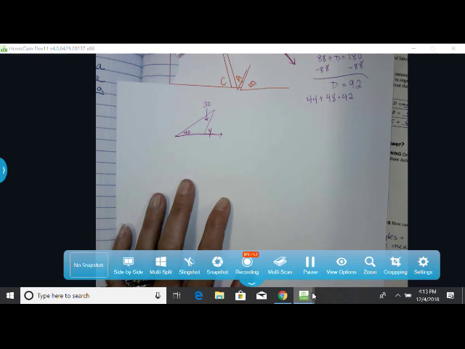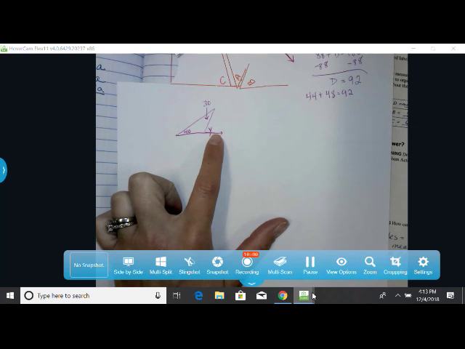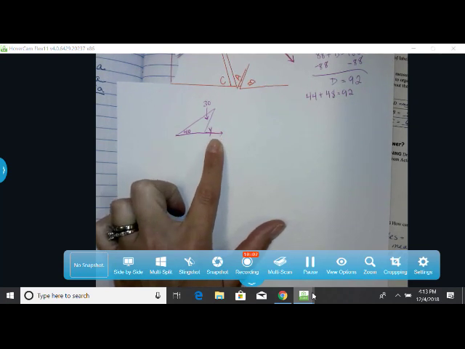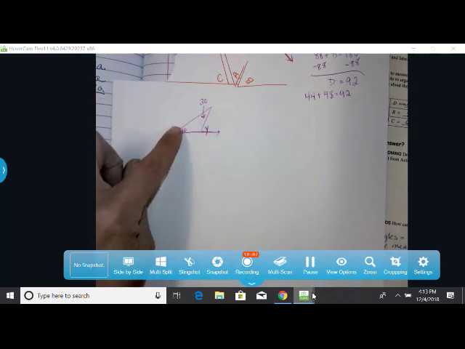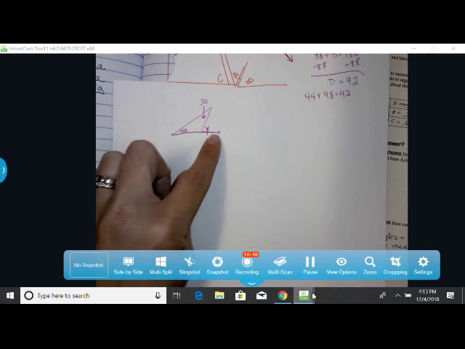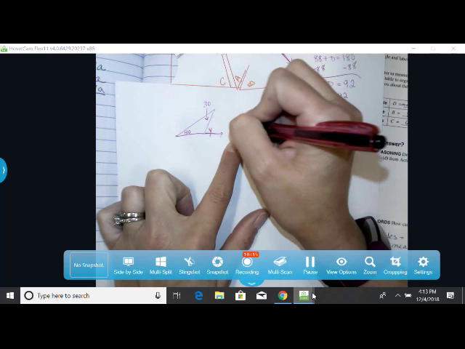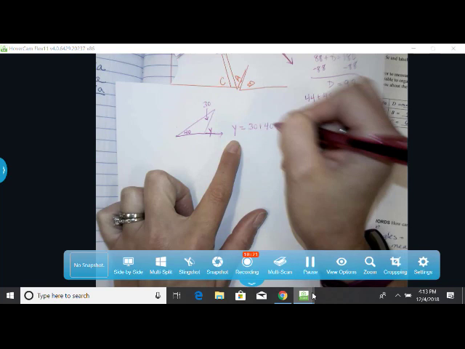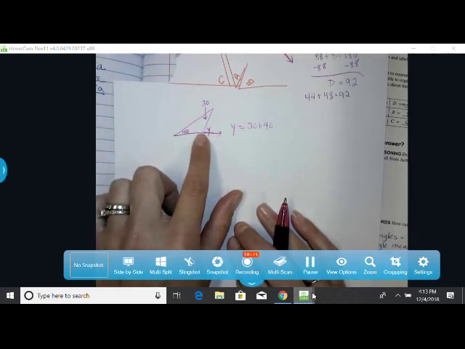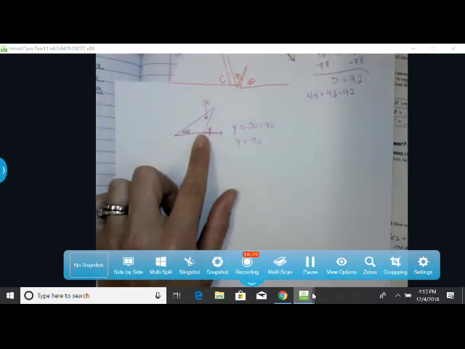Now I have two choices. I can find the missing interior angle and then use the rule about supplementary angles to find Y. Or I can use the fact that the two non-adjacent interior angles added together will give me that exterior angle. The exterior angle is equal to the two non-adjacent, the two that are not next to it, added together. So in this case, y is 70 degrees.